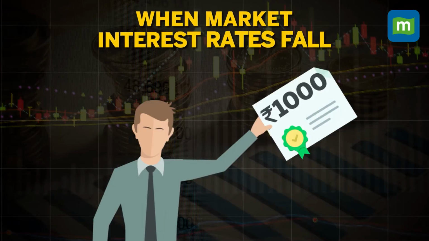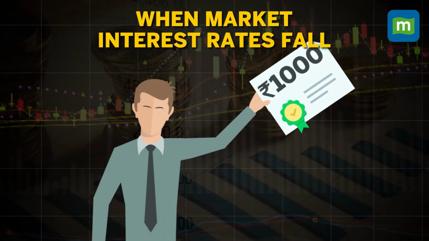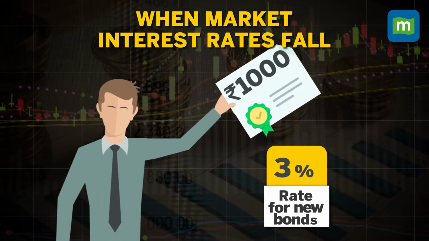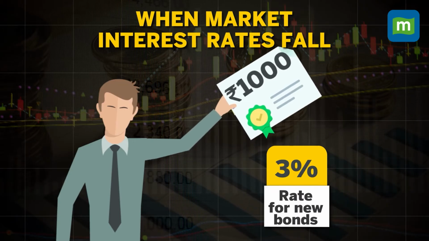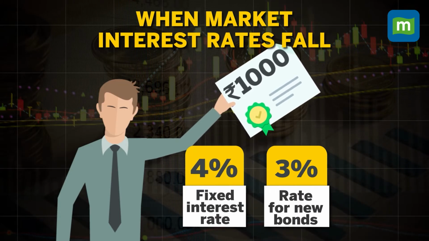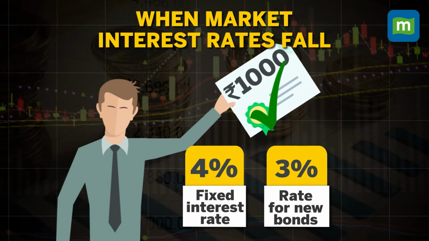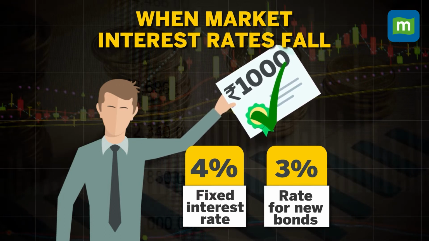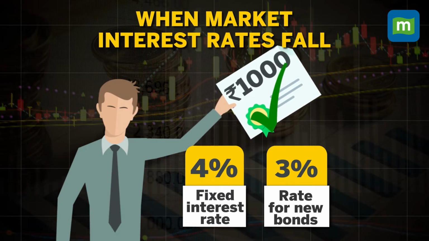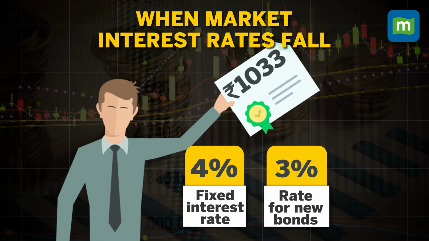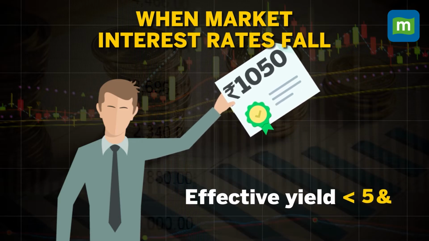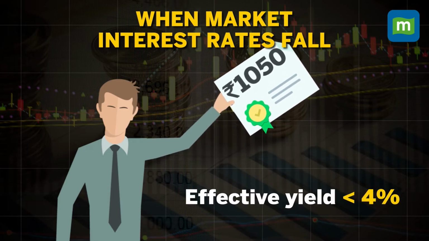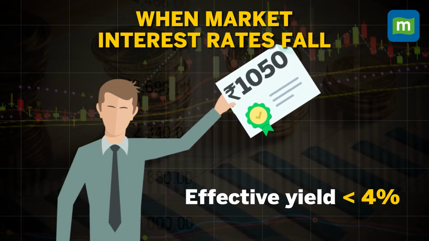Now, let's consider the second scenario, when the market interest rates fall. Let's imagine that market interest rates have dropped to 3%. Now, your bond with a fixed interest rate of 4% becomes more attractive because it pays a higher interest rate than what's currently available in the market. As a result, if you wanted to sell your bond, you could ask for a higher price, perhaps 1,050 rupees. Now, this would make your bond's yield closer to the 3% interest rate prevailing in the market.